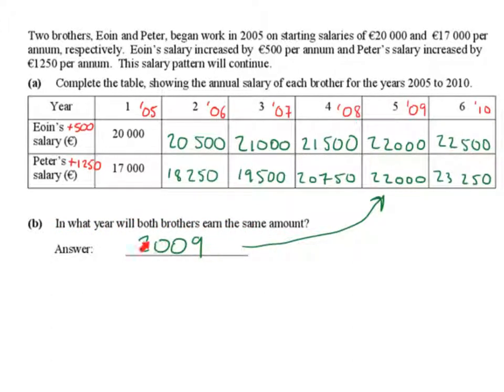So part B, in what year will both brothers earn the same amount? Well, the answer is 2009. You can clearly see that they will both be earning 22,000 in 2009, which is the 5th year.